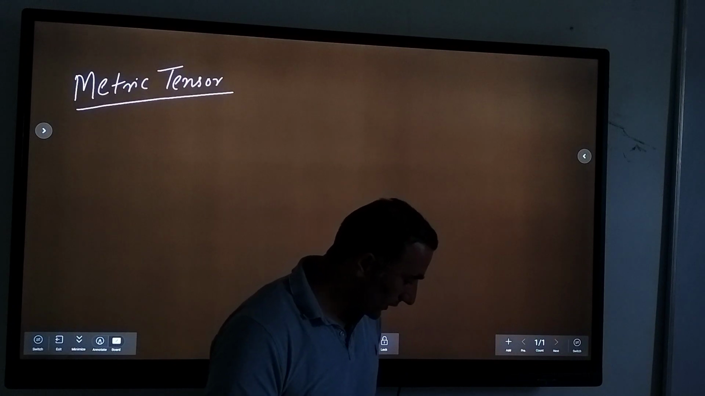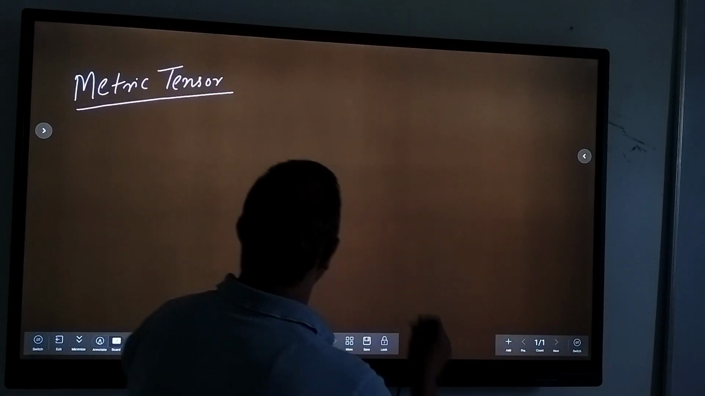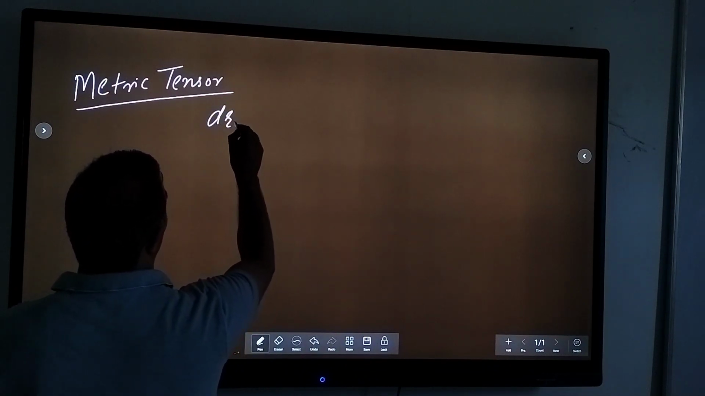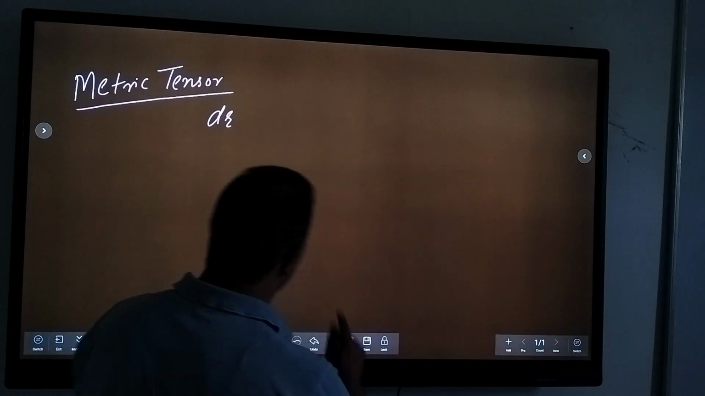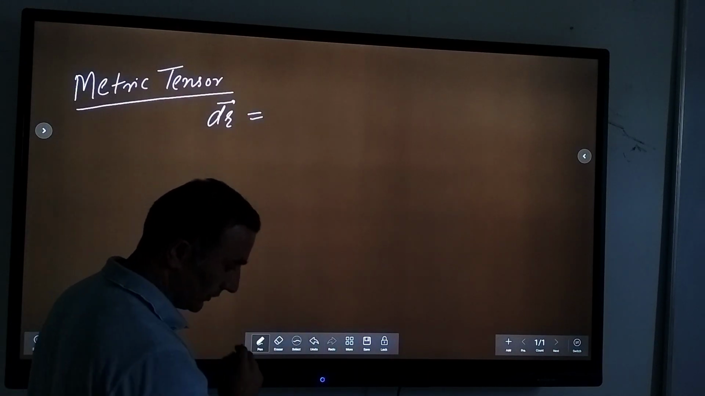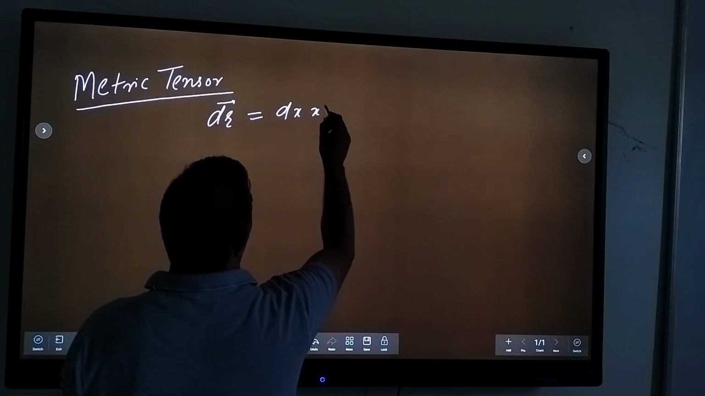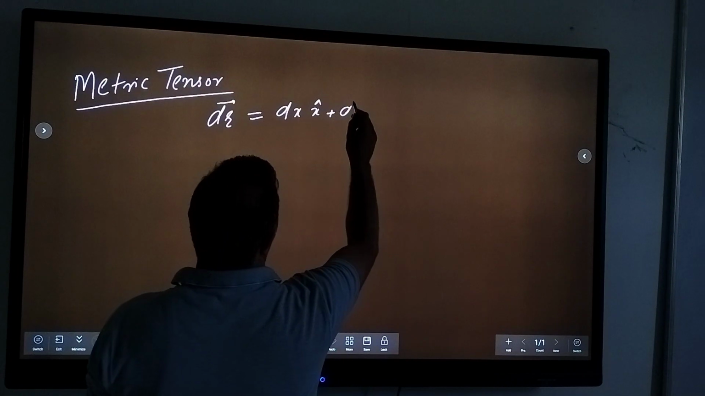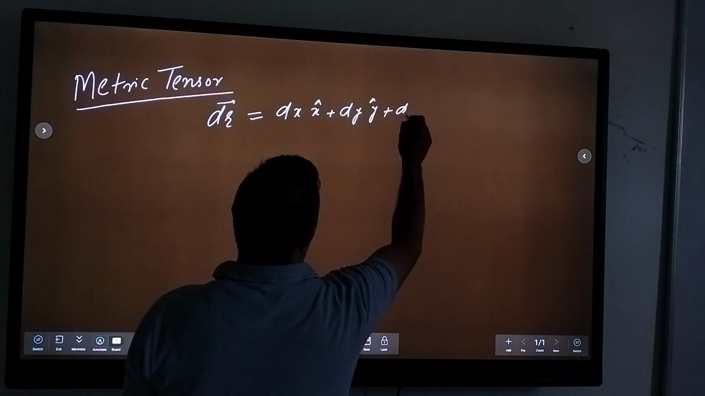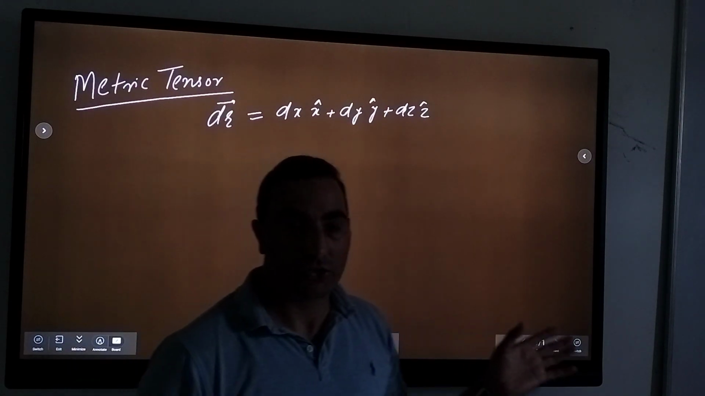Before that, if we make the coordinate transformation, we can write the coordinate displacement. If you write the coordinate displacement dr vector, it will be equal to, so you are basically making the coordinate displacement.